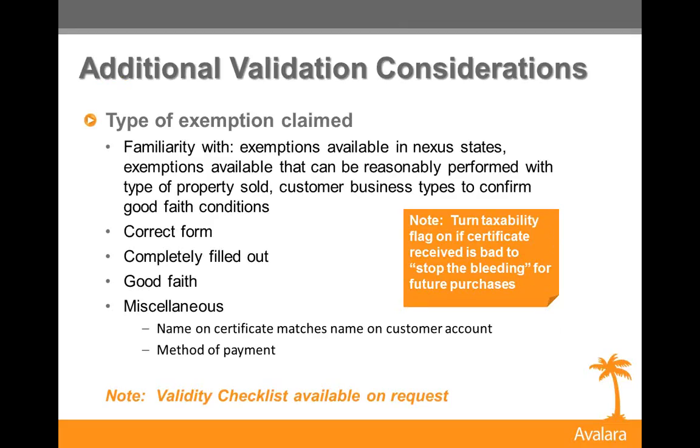Some additional validation considerations. The type of exemption. Is it on the right form? There's a multi-jurisdiction exemption certificate that allows multiple states to be used for an exemption, but there's actually 3 pages of footnotes because each state has different requirements on when they can use that form. Is it filled out completely? Is it good? Have you taken it in good faith? If a farmer comes into Office Depot buying paper and he gives an exemption certificate saying it's a sale for resale, somebody really needs to question, is the farmer reselling paper?